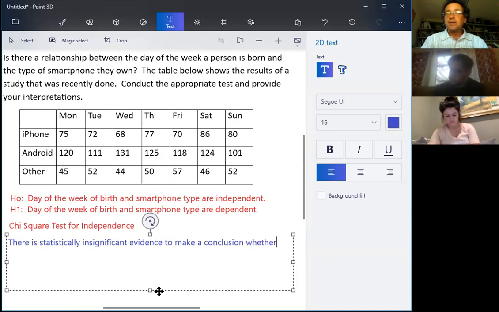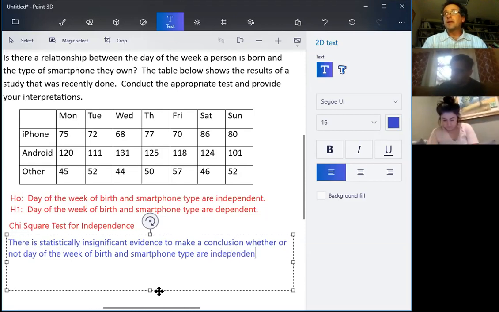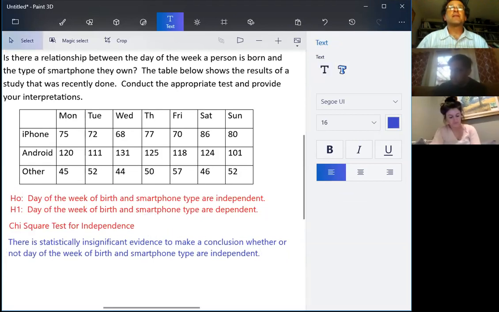Whether or not day of a week of birth and smartphone type are independent. And again, if you use the word whether or not, you could also say dependent. It means the same thing. Is that clear? Okay, not too hard, is it?